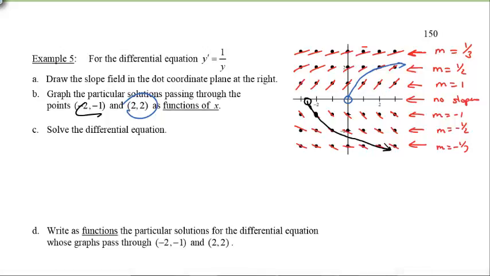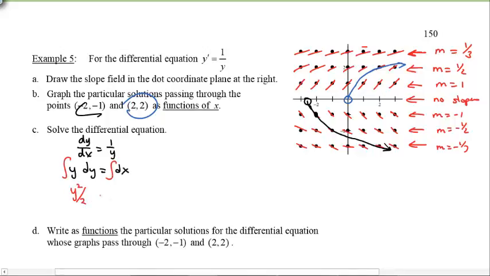Solving the differential equation, once again, this is dy/dx equals 1 over y. Separate your variables. Integrate. y squared over 2 equals, the integration of 1 is just x, so x plus c. Once again, y squared equals 2x plus a new c1. And if you take the square root, it's just the square root of 2x plus c1. Don't forget plus or minus, depending on what you choose.